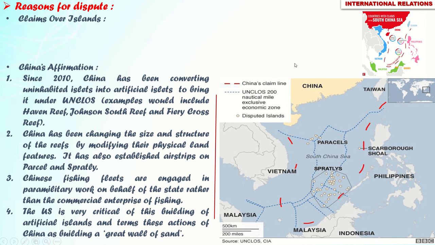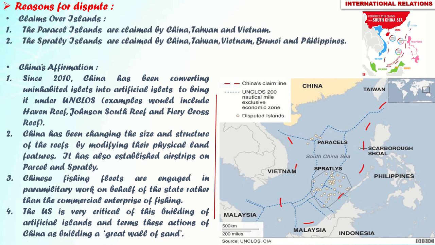Right? So what are those islands? Paracels, Spratlys, and Scarborough. The Paracel Islands are claimed by China, Taiwan, and Vietnam. Spratly Islands are claimed by China, Taiwan, Vietnam, Brunei, and the Philippines. Scarborough Shoal is claimed by the Philippines, China, and Taiwan. I think it is very, very clear regarding this.